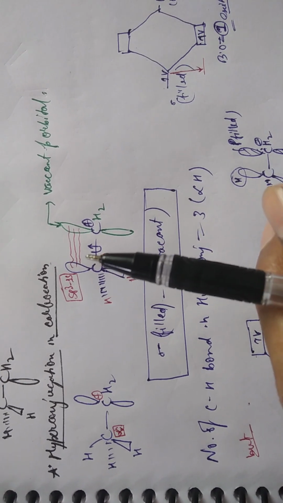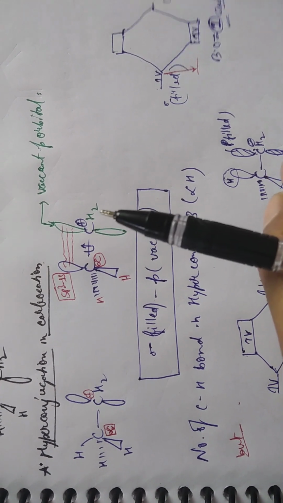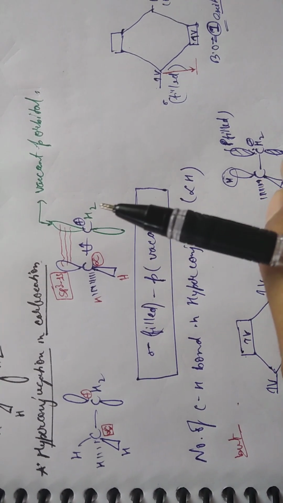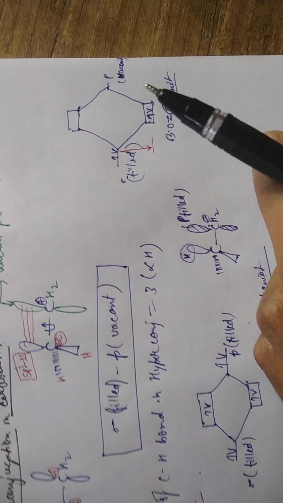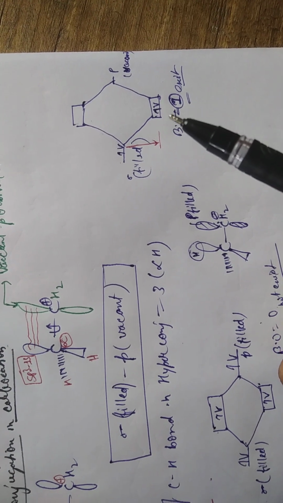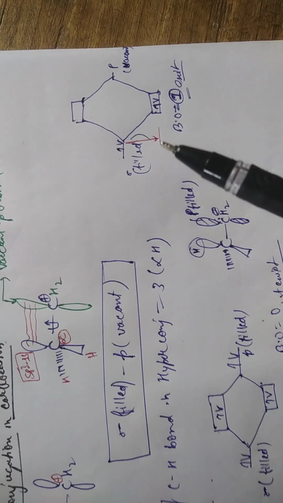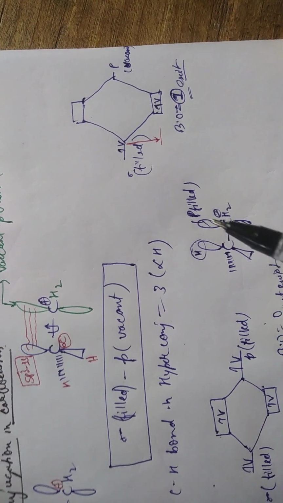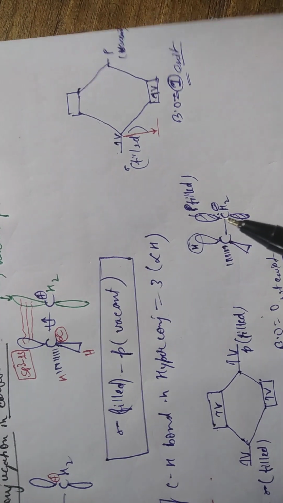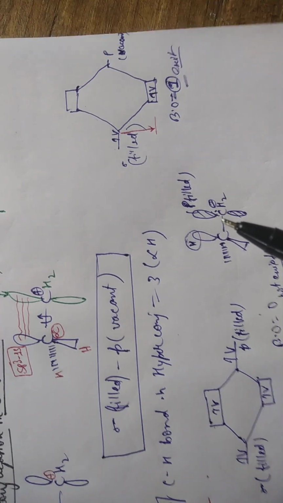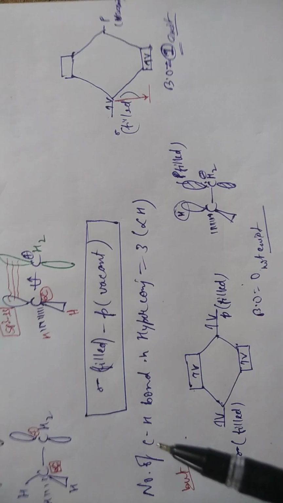But MOT says that when this filled and vacant orbital are in combination, the filled and vacant ones will contribute to the bond orbital. So energy will decrease, they will become stable and the bond will form. As a result, you will see this type of structure, which means hyperconjugation is taking place.